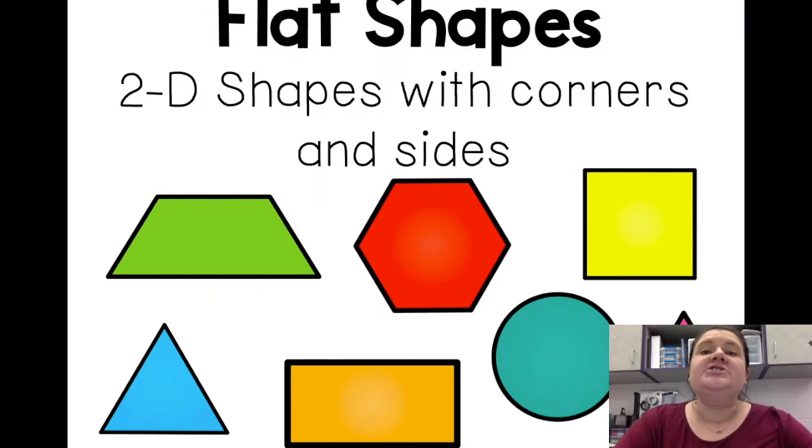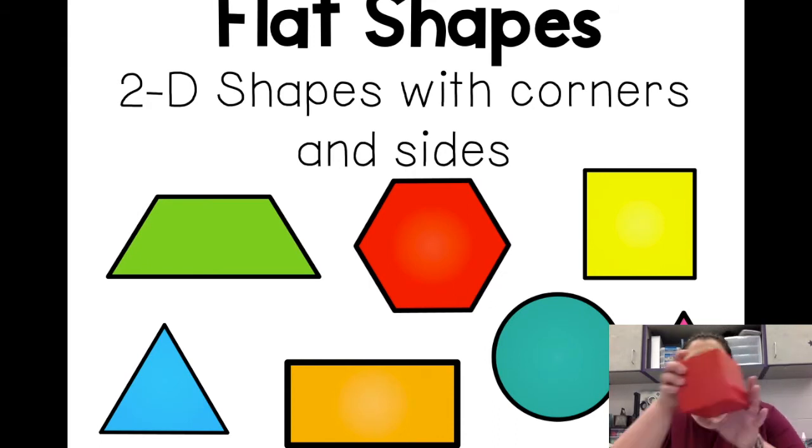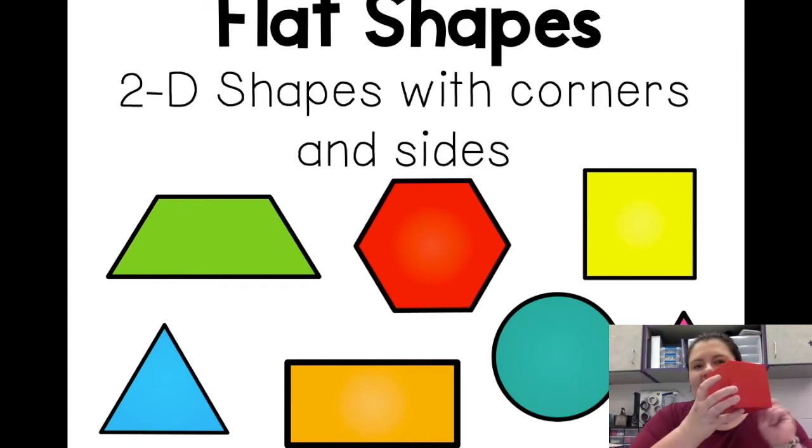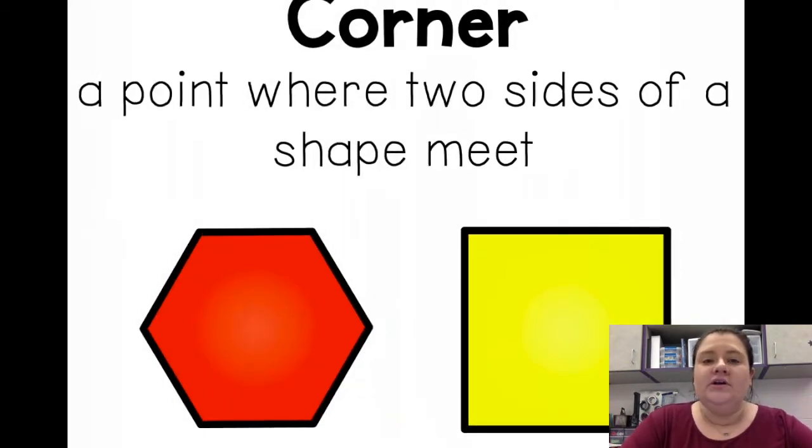The first shapes that we're going to be talking about are 2D shapes, or flat shapes. Flat shapes have corners and they have sides. If you look at these shapes on this picture right here, you will notice that they are all lying flat against the paper. There is no depth to them at all. I can't see the sides or the back like you could with this cube. They're just lying flat.